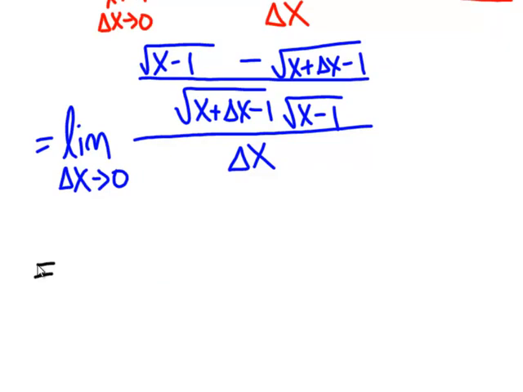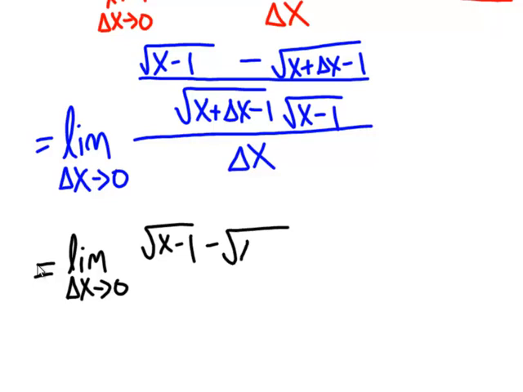All right. And I'm also anticipating my next move as well. So I'm going to leave myself a little bit of room, make sure I have enough room to do what I'm going to do next. Up top, I've got root x minus 1 minus root x plus delta x minus 1. And that's all over this denominator.